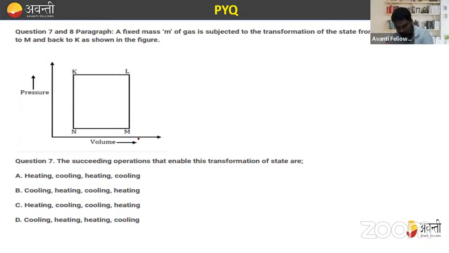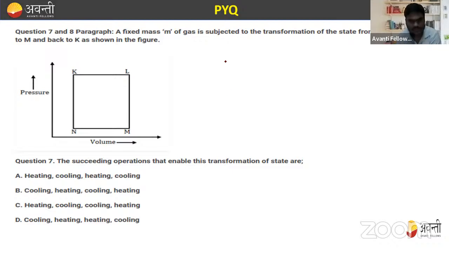Now, let's move to the next question. What the question asks basically. This is a paragraph type of question. They're asking the succeeding operations that enable the transformation of state, which are heating and cooling. A fixed mass m of gas is subjected to a transformation of the state from K to L to M to N and back to K. So the succeeding operations that enable the transformation. So how does the process take place?